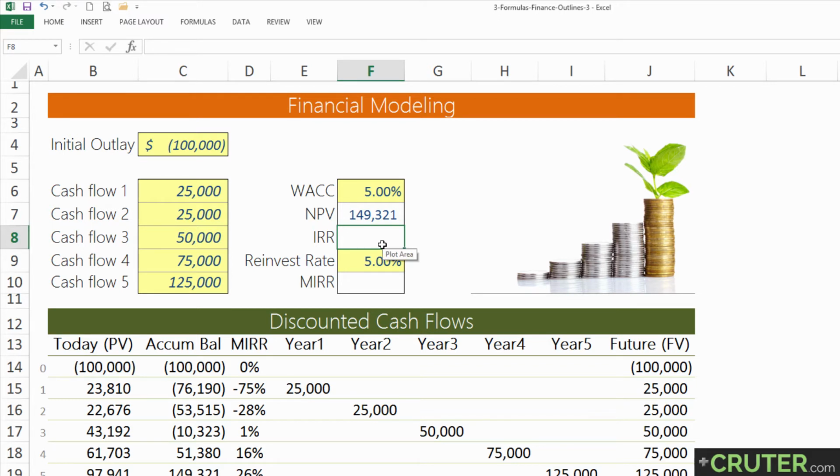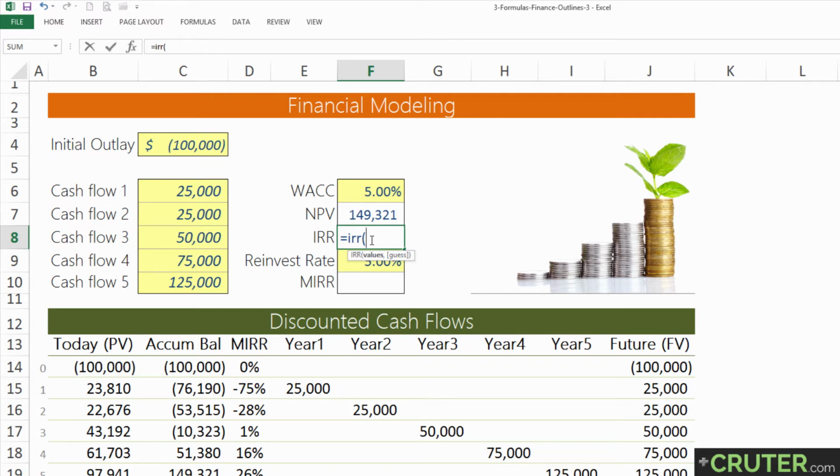The IRR formula is pretty simple. It just starts with IRR, and if we open up the parentheses, it's just asking for values. And then in brackets, there's a guess. This is because the IRR is kind of an unstable formula where multiple results could be returned. That's why I typically use the MIRR. But it's good to know this formula because it still is commonly used in practice.